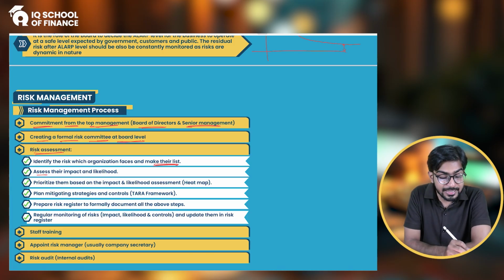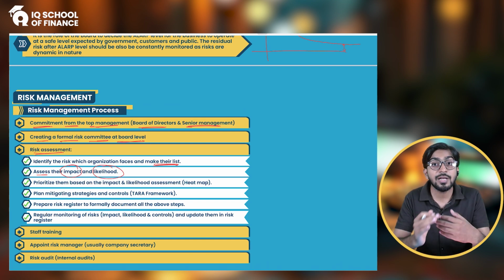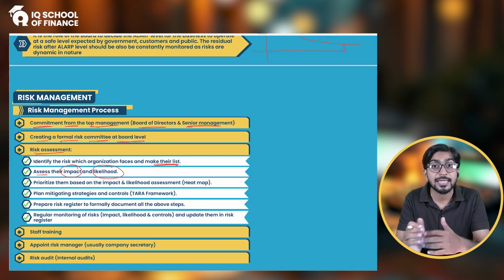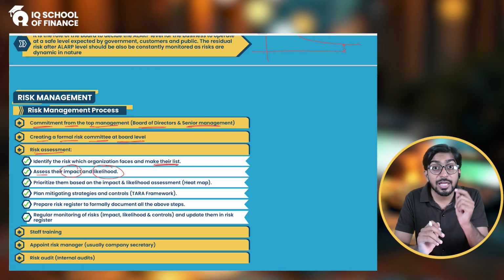You will assess the impact and the likelihood of those risks. You will identify which risk has high likelihood, high impact. For example, floods have a high impact, but the likelihood is very low. They don't come every day. They don't come every month. They come in years, right? So the likelihood is very low, but the impact is high. That is how you are going to assess each and every risk.